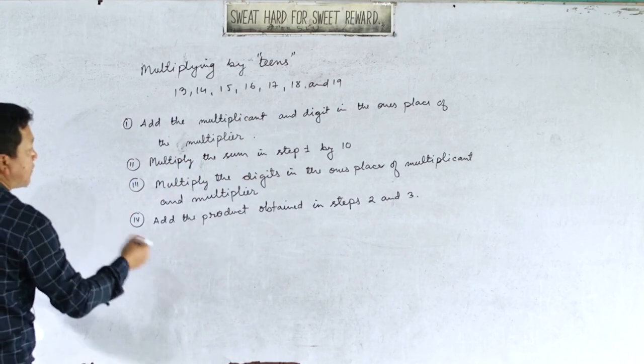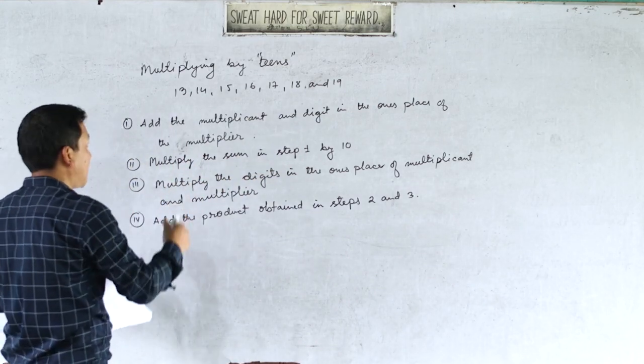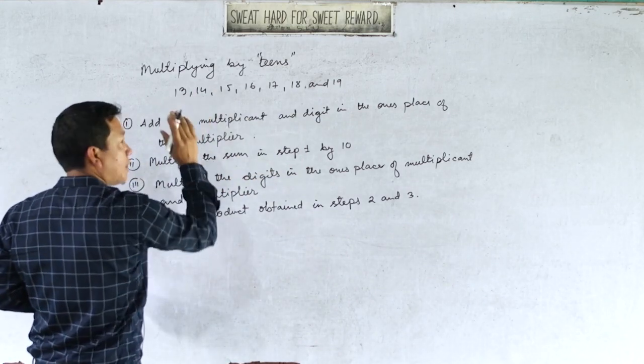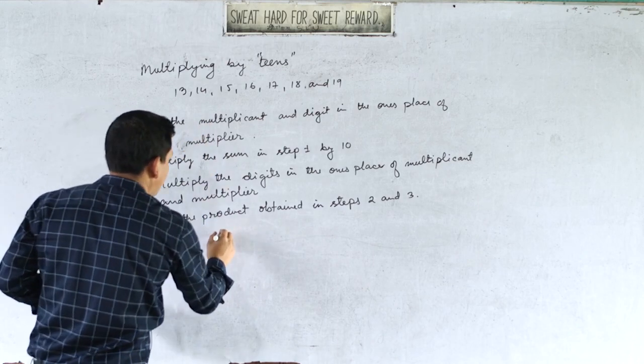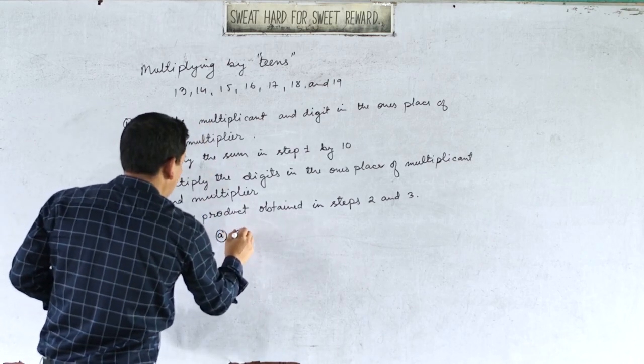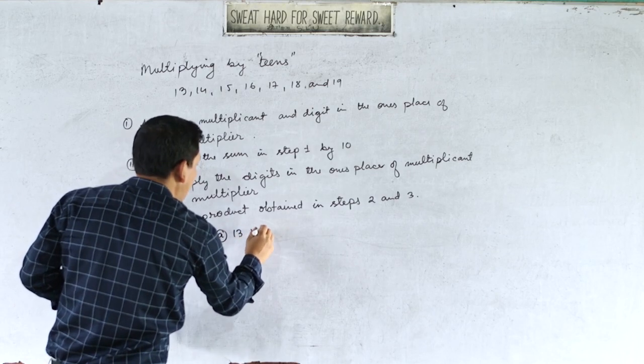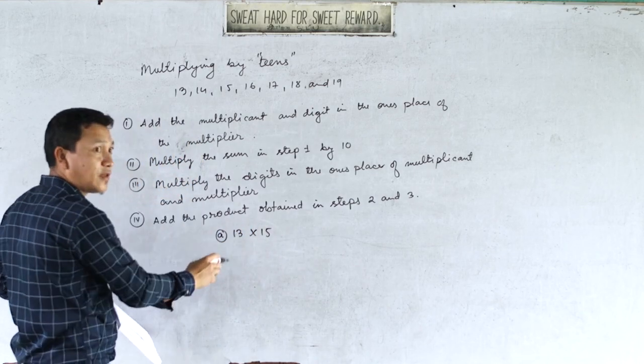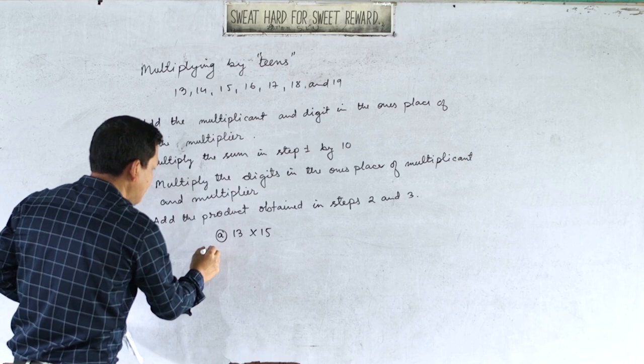I will show an easy example. Let us take any tens, two tens, multiply by two tens, okay? The question is 13 into 15. 13 also one of the ten, and 15 also one of the ten, okay? Solution.